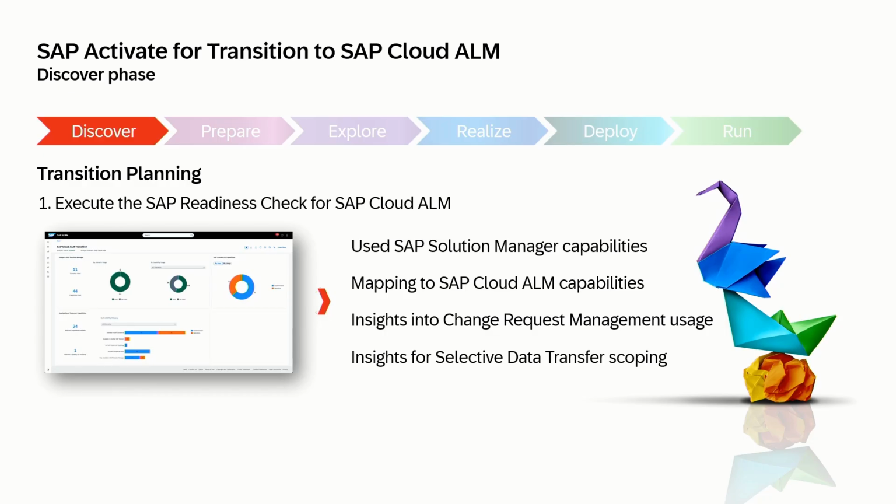So it analyzes what the traffic on the systems is, which functionalities are used for a certain landscape, so that you are able to draw a plan: what is an easy system, an easy landscape to start with, and what is a landscape where you might want to wait a bit longer until you start transitioning it to SAP Cloud ALM.